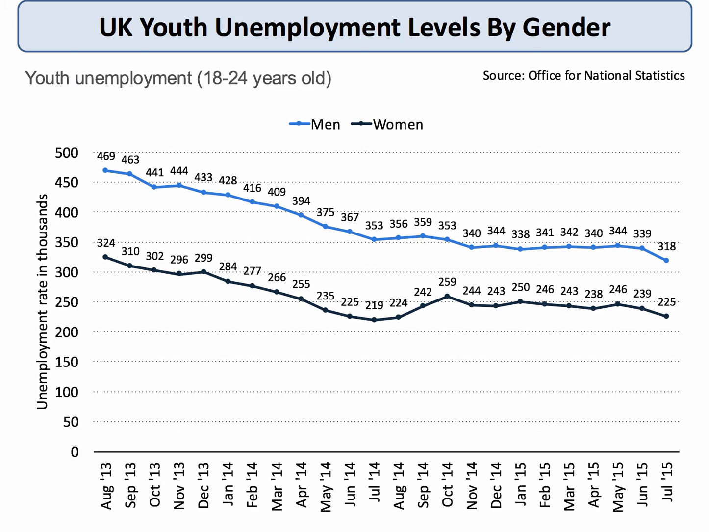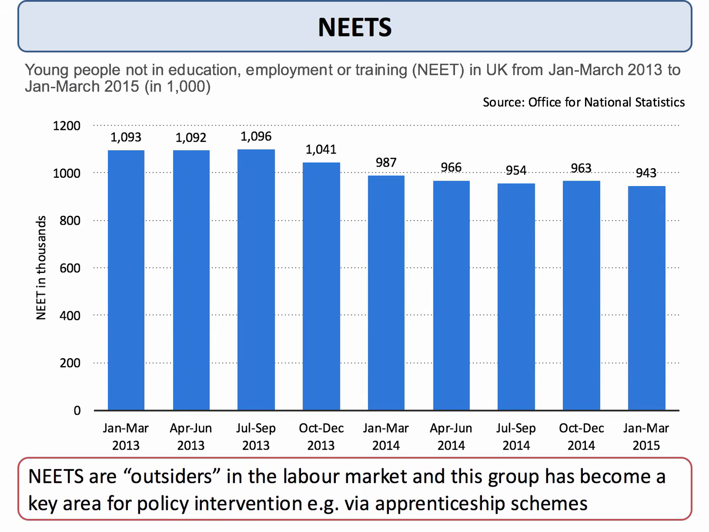Another way of looking at youth unemployment is to express the data by gender. This shows the level of unemployment amongst men and women aged between 18 and 24. And you can see that in July of 2015, there were about 320,000 young men unemployed and 225,000 young women. Another big issue on youth unemployment is the idea of the NEETs.